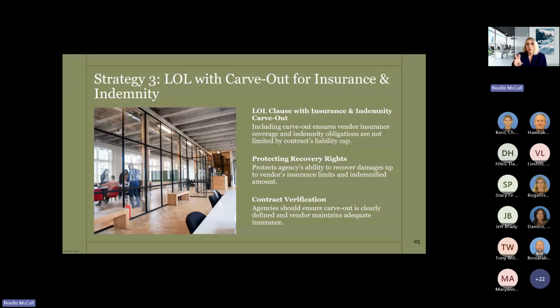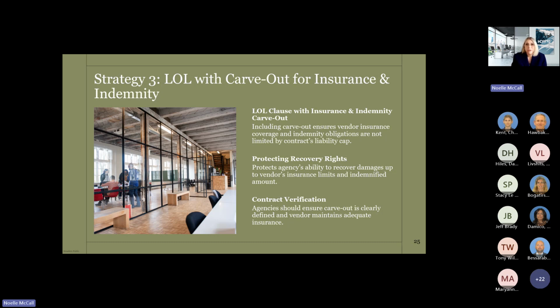Strategy number 3, agree to include a limitation of liability, but add a carve-out for insurance and indemnity. This is a best practice when it comes to LOLs. Including that carve-out helps ensure that the vendor's insurance coverage and indemnity obligations are not limited by the contract's liability cap. You want to have the full protection of their insurance coverage, and you want them to pay for their indemnity obligations and not have those limited by the LOL cap.